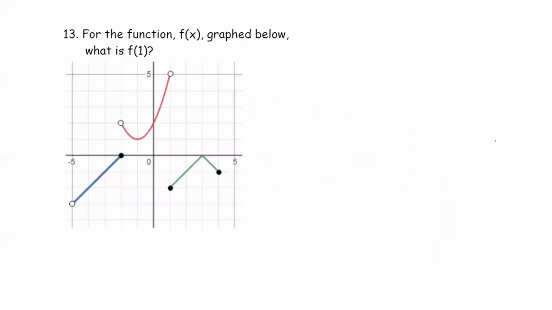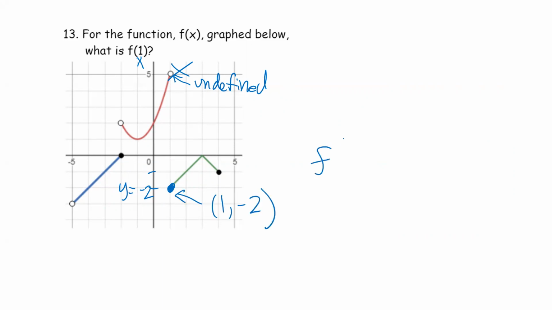Question 13. For the function f of x graphed below, what is f of 1? So you're going to go to the x value of 1, and you're going to report the y value. Now, this is an undefined point. So you're not going to pick that value. You're going to go to the closed circle. And you can see here it's going to give you an output that's going to be y equals negative 2. So that coordinate at 1 is negative 2. So f of 1 is equal to negative 2.